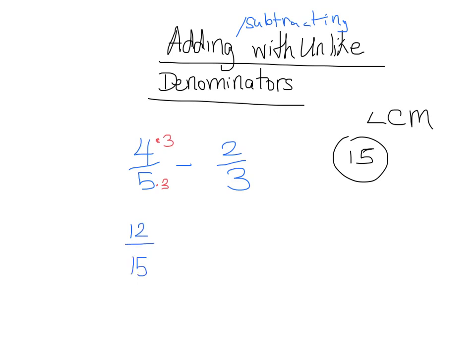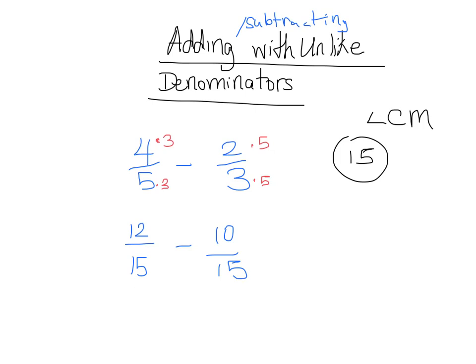Now we have to do the same thing for this fraction. I would like to have a denominator of 15. So in order to get to 15 from 3, I have to multiply that 3 by 5. And whatever I do to the denominator, I have to do to the numerator as well. So now I have an equivalent fraction down here of 10 over 15. And now my denominators, as you can see, are the same.